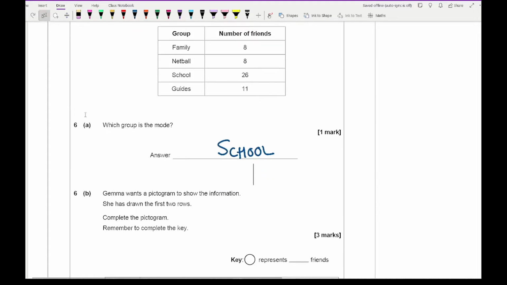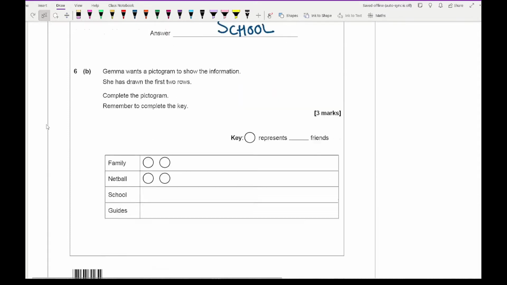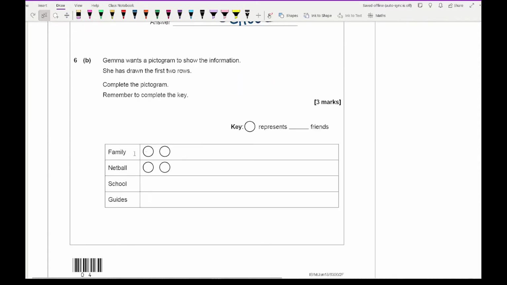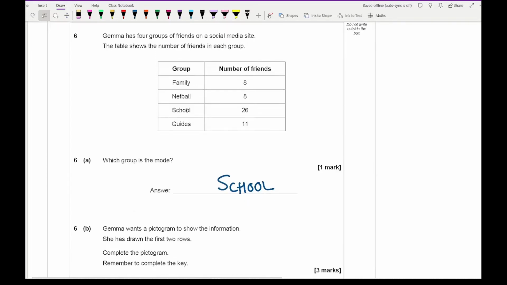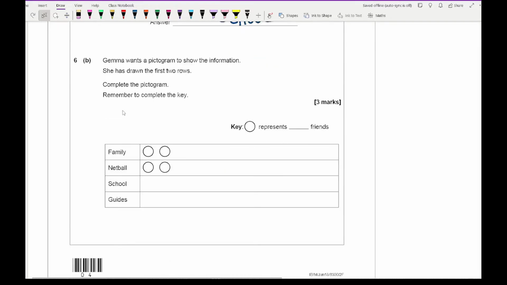It then says that Gemma wants a pictogram to show the information. That's what you do with a bunch of friends. She has drawn the first 2 rows, complete the pictogram, and remember to complete the key. So we can see that we've got 2 completed circles for family, and we know that there's 8 people in the family group. So that means that every little circle represents 4. Now in terms of school, that represents 26.